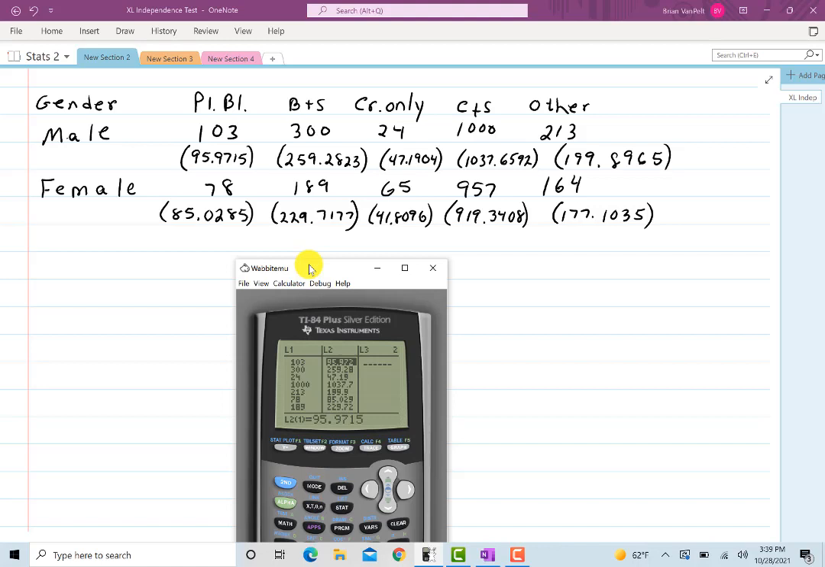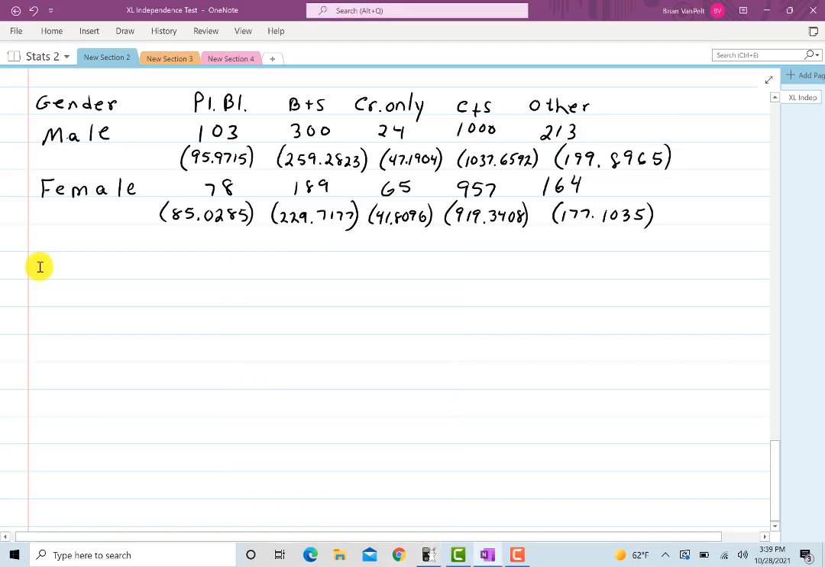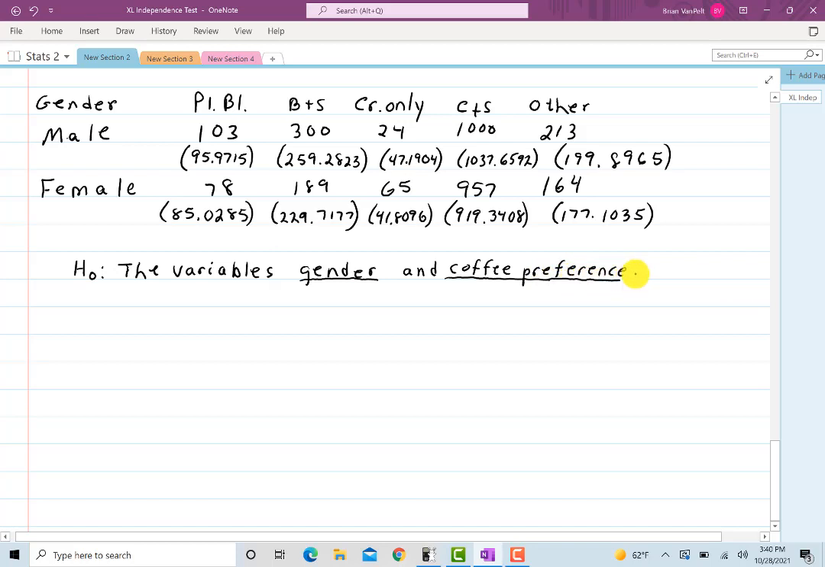You see, this is no different than what we did last time. It's just the degrees of freedom are calculated a little bit differently, but everything else is exactly the same. They're still going to use the chi-squared goodness of fit test for this. Now let's take a look at my hypothesis statements. H naught would look like this. The variables gender and coffee preference are independent.